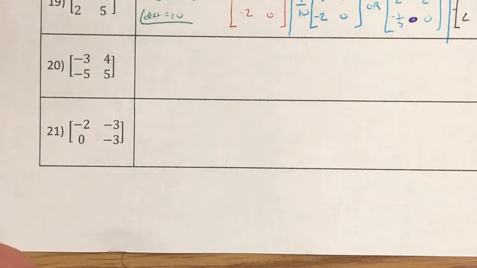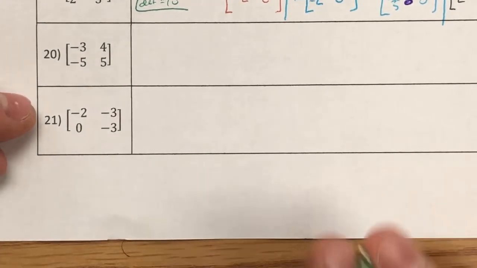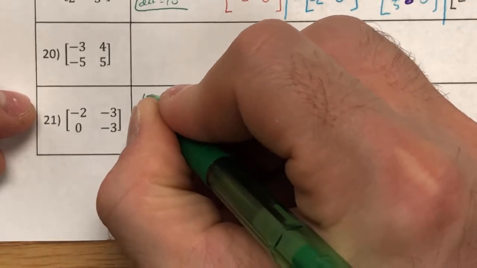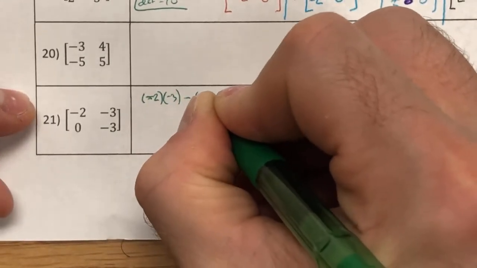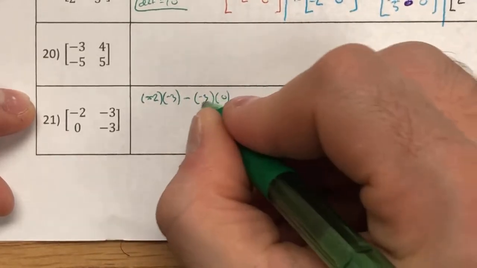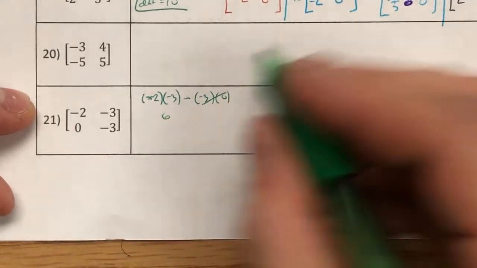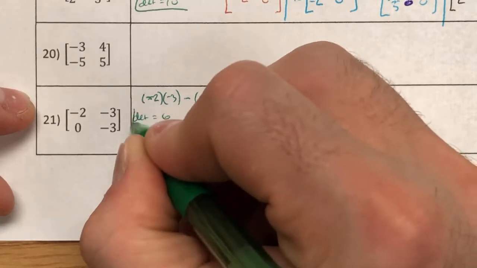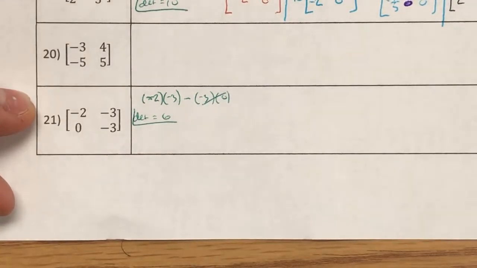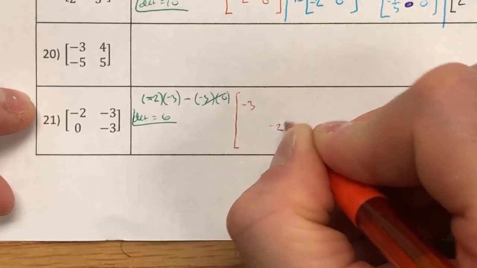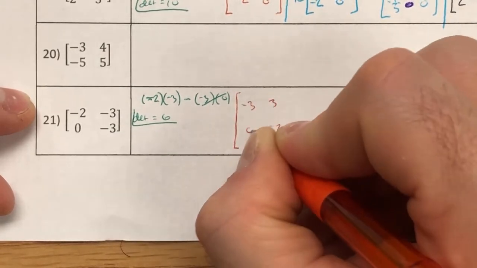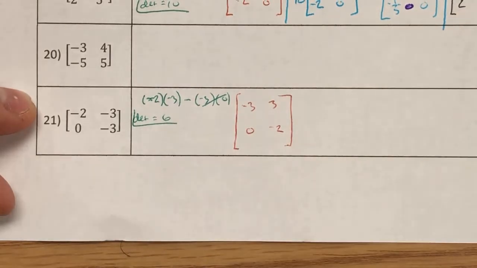Okay. So let's knock through this one. We find a determinant, -2 times -3, minus -3 times 0. Cancels out, it's a 6. Swap and change. -3, -2, 3, and changing the 0 is just a 0.